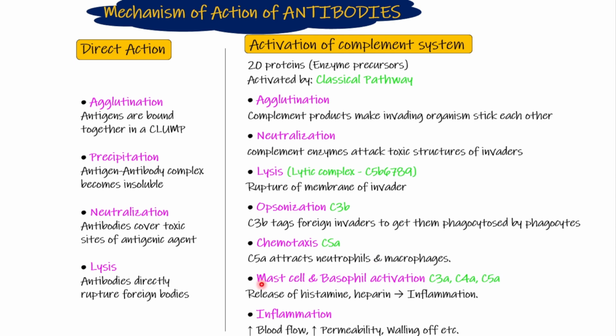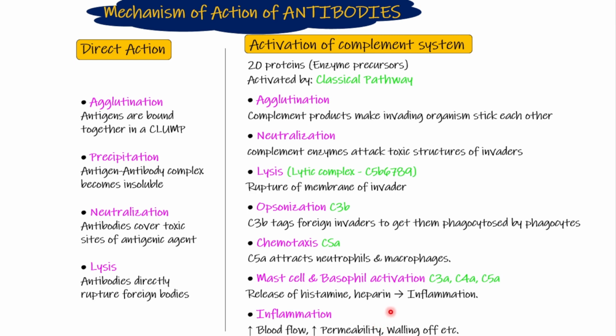Then in the inflammation, mast cells and basophils are very important. So mast cells and basophils are activated by C3a, 4a, and 5a. And the mast cells will then release histamine and heparin, which will result in inflammation. Okay, and finally, by all these, the complement system is causing the inflammation. And as you know, the inflammation will result in increased blood flow, increased permeability, which will bring a lot of WBCs, white blood cells, to the point of infection.